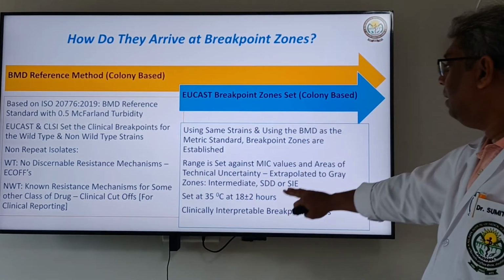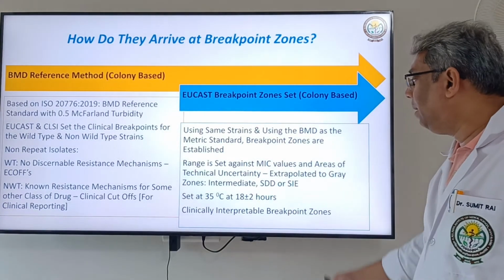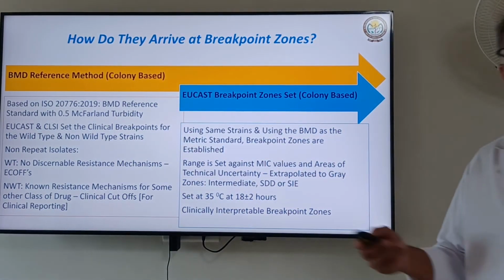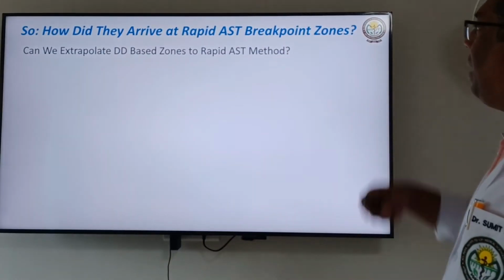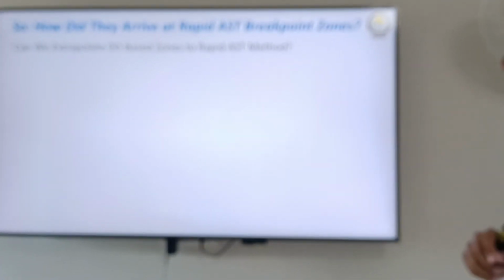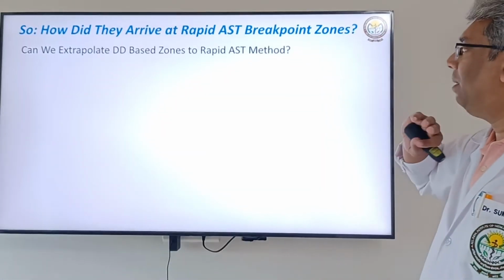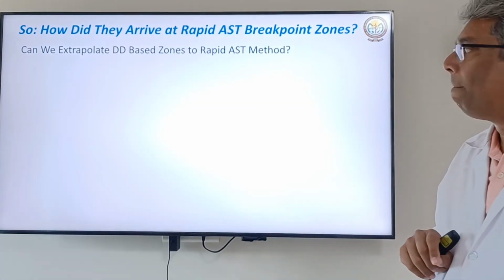And these are set at 35 degrees at 18 plus minus 2 hours, and that's how we get the clinically interpretable breakpoint zones which we use for daily AST reporting. So how did they arrive at the rapid AST breakpoint zones? Now, this is a very interesting thing. Can we extrapolate the distribution based zones to the rapid AST method?